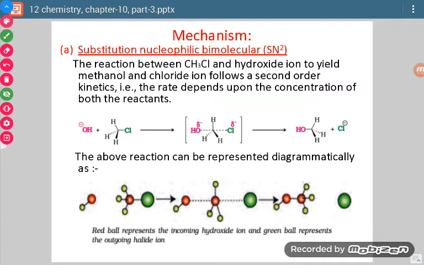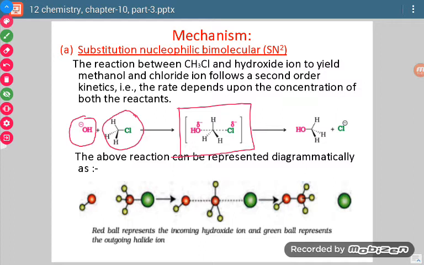First of all, which type of alkyl halide will show this type of mechanism? This type of mechanism is shown by primary haloalkanes. Let us take this example. If we take methyl chloride and treat it with the nucleophile hydroxide, then what happens? First of all, there is formation of a transition state. This is the transition state. A transition state is an intermediate state which is unstable, and the configuration of the transition state is totally different from reactants as well as from products.